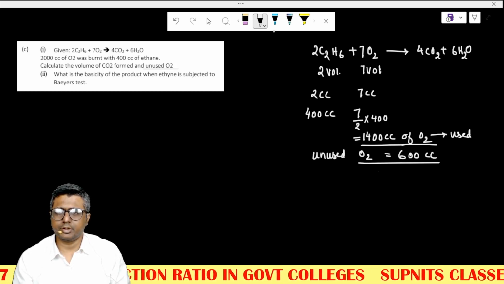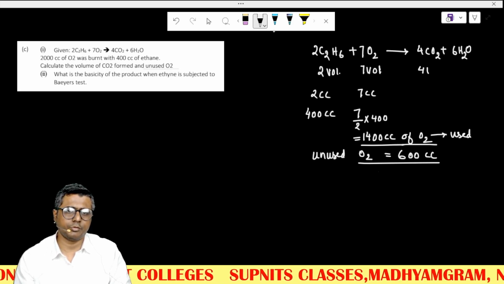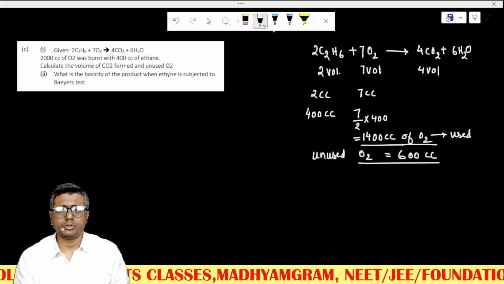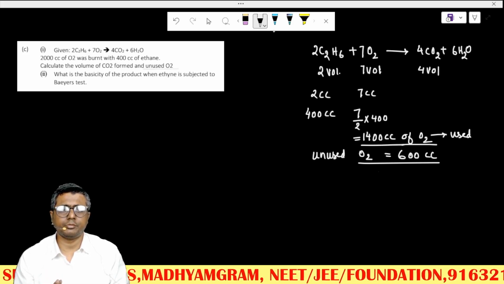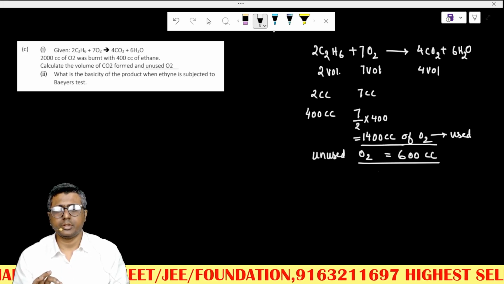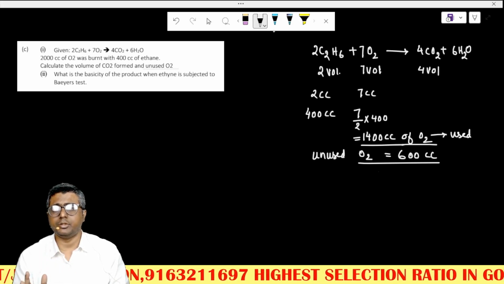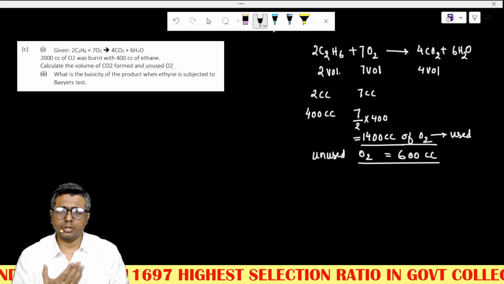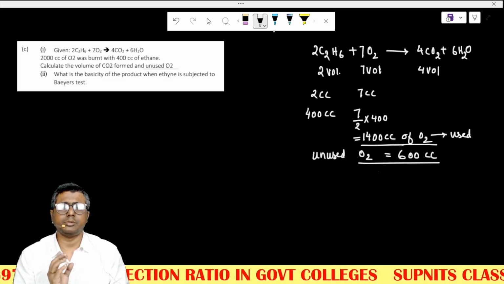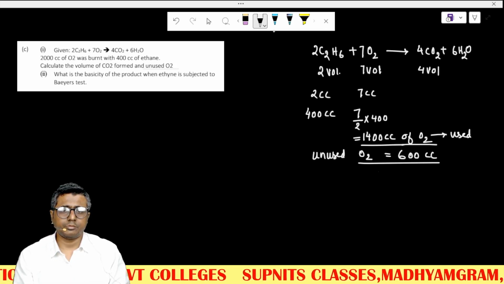What is the next question? Volume of CO2 formed. See, if it is 2 volume, 7 volume, this will be 4 volume. So remember, you cannot use 2000 cc of oxygen to find out the carbon dioxide volume. Why? Because carbon dioxide can only be calculated from the used part, not the unused part. So rather than going for oxygen, I'll go for the limiting reagent, that is C2H6, which is present in lesser amount, that is 400 cc.